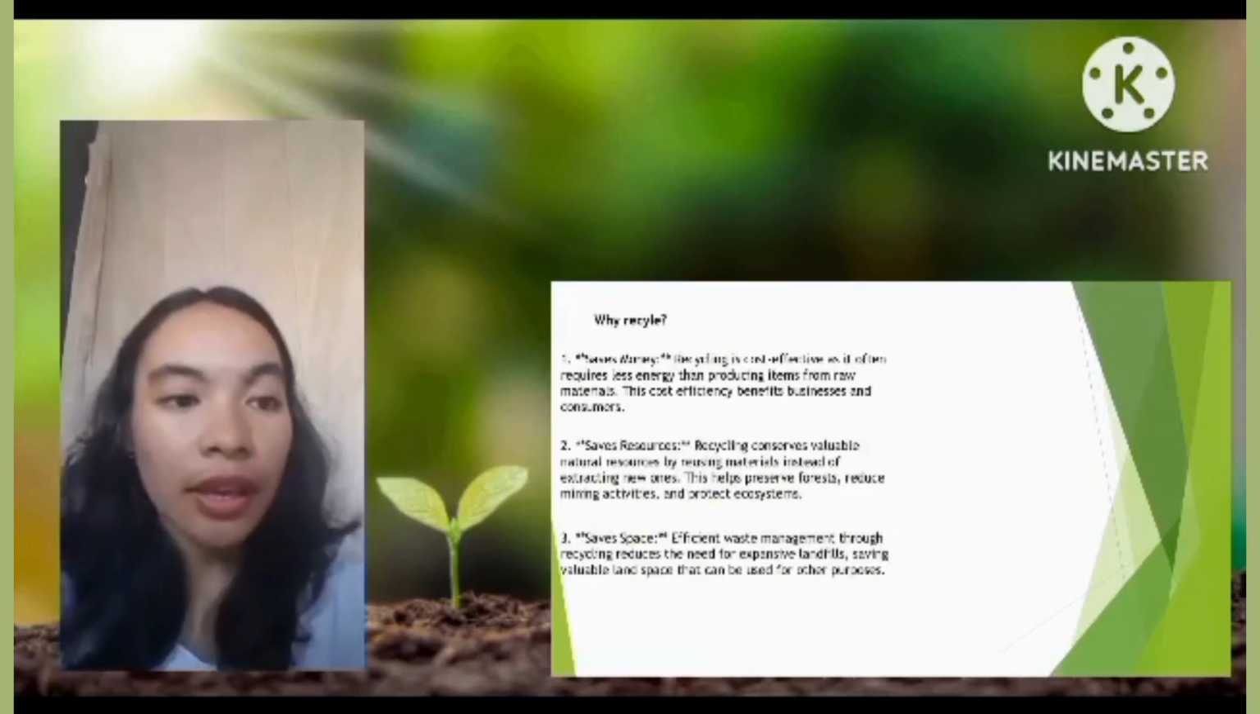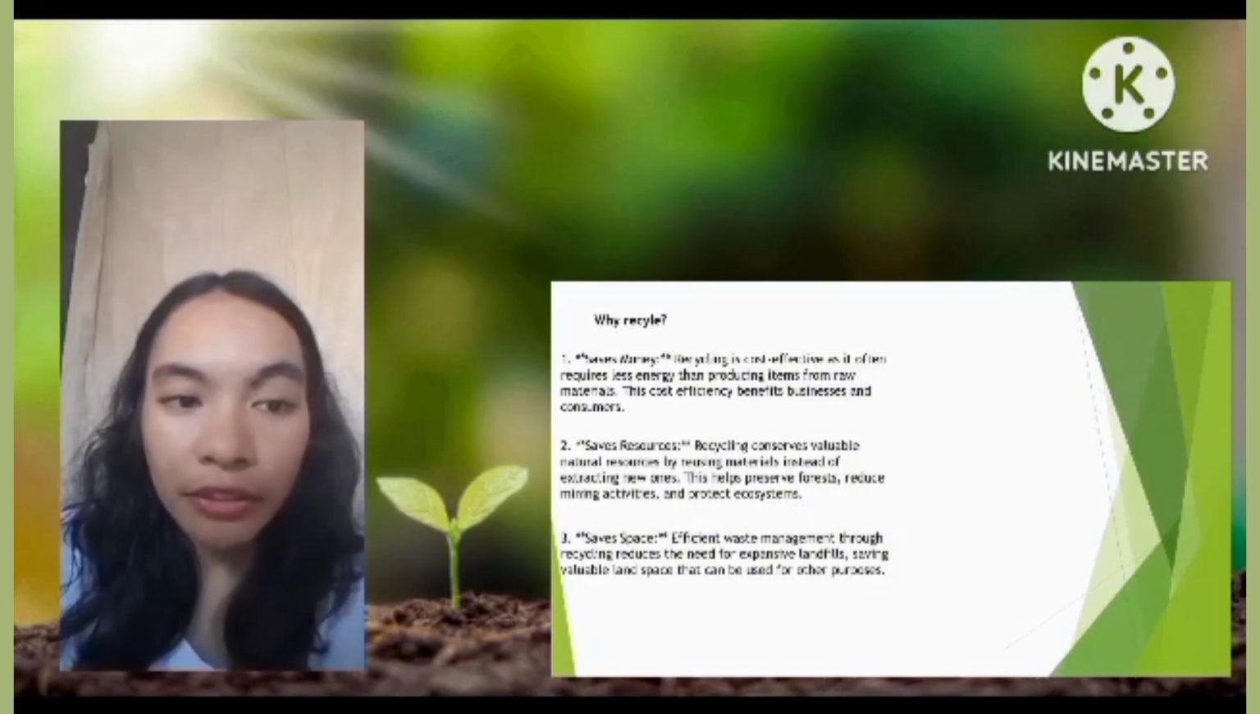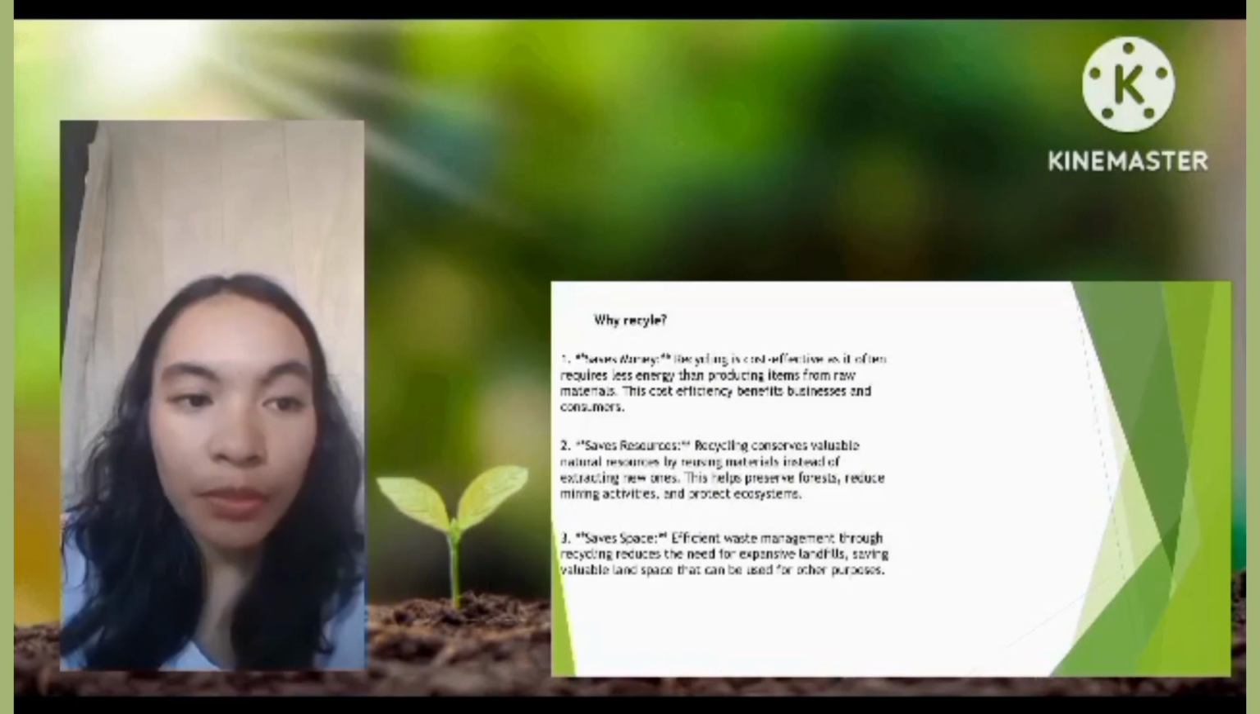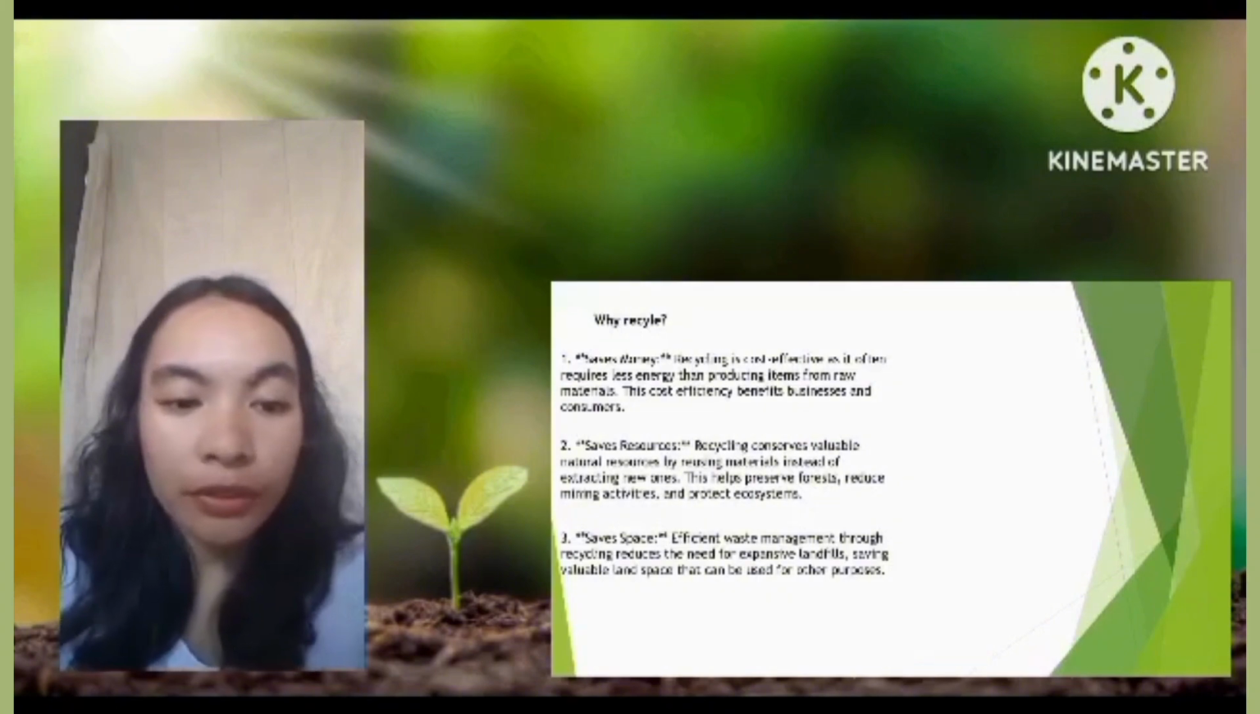Number 2, save resources. Recycling conserves valuable natural resources by reusing materials instead of extracting new ones. This helps preserve forests, reduce mining activities, and protect ecosystems. Number 3, save space. Efficient waste management through recycling reduces the need for expensive landfills, saving valuable land space that can be used for other purposes.